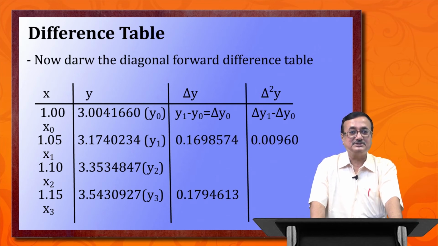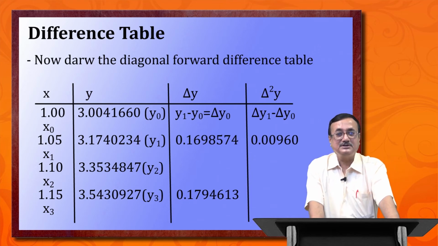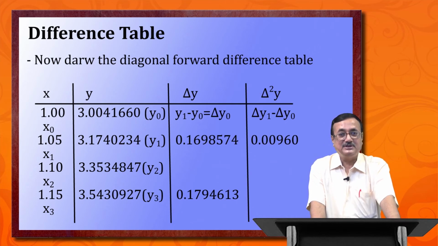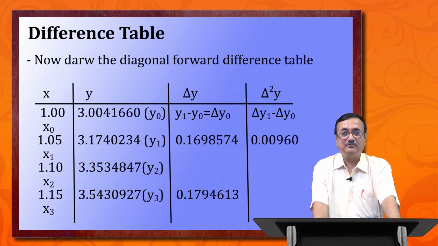The next term, 0.1794 etc., is obtained as the difference of 3.35 etc. minus 3.1740. This is delta y1. Similarly, we can write down the second order difference. It is the difference 0.1794 minus 0.1698, and we will get 0.00 etc. This is the second order difference, and we call it delta 2y0. Similarly, this term is delta 3y0, this one is delta 4y0, and the last term is delta 5y0.